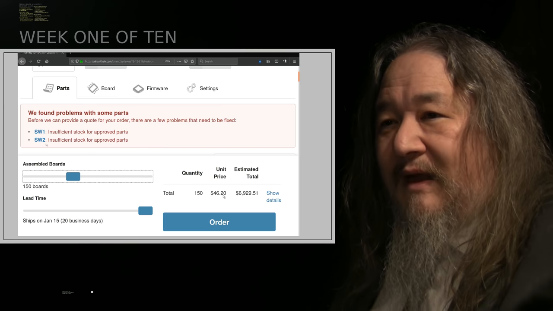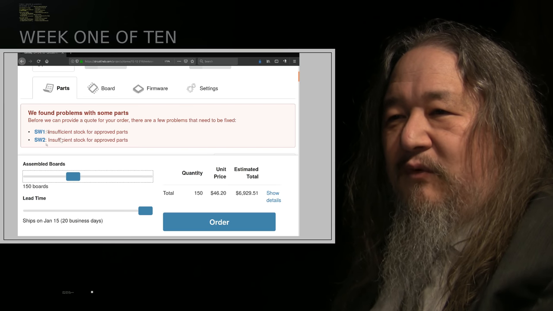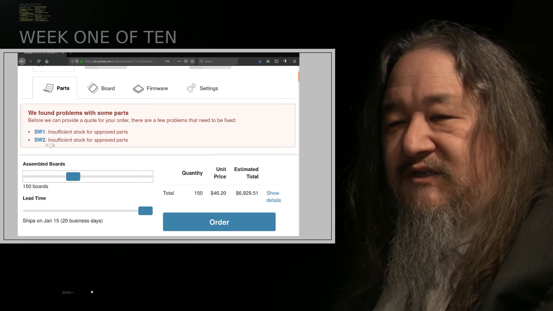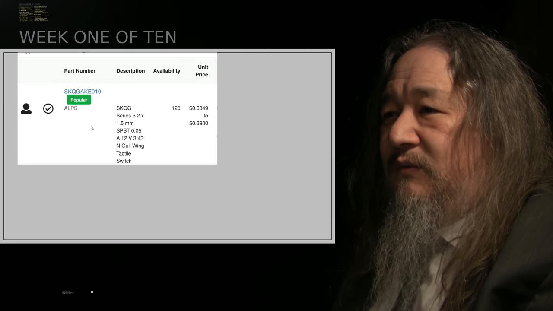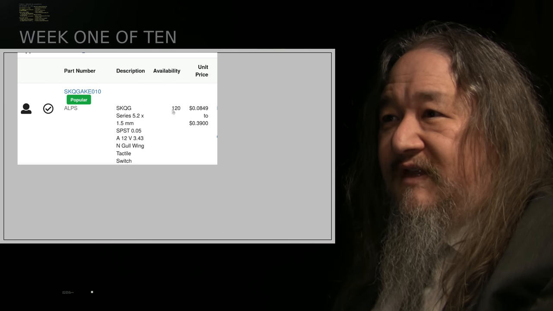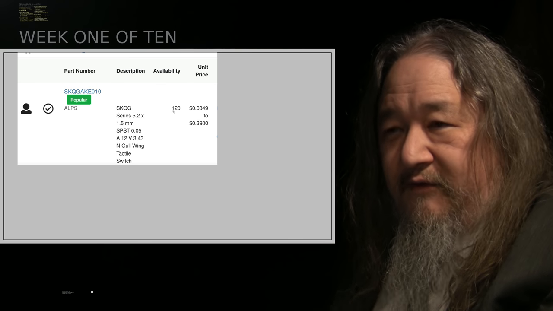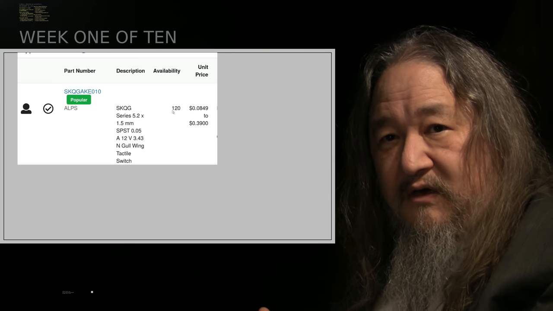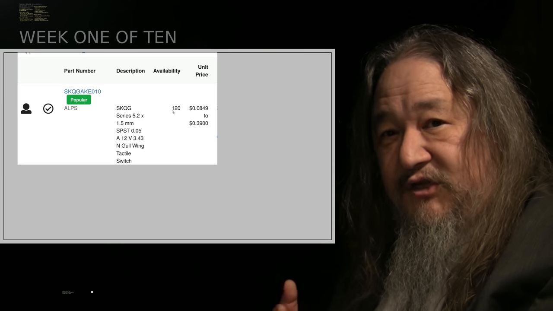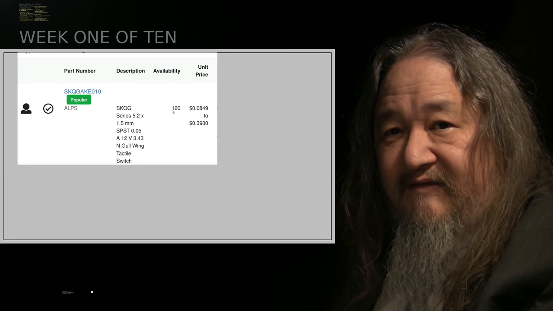But there's a worse problem. Once we get to 150 boards, all of a sudden Switch 1 and Switch 2 didn't have enough stock. As far as they knew, there were 120 of them that they could possibly buy. Each tile needs two of them, so 150 tiles needs 300 of these things, and they didn't have that many.